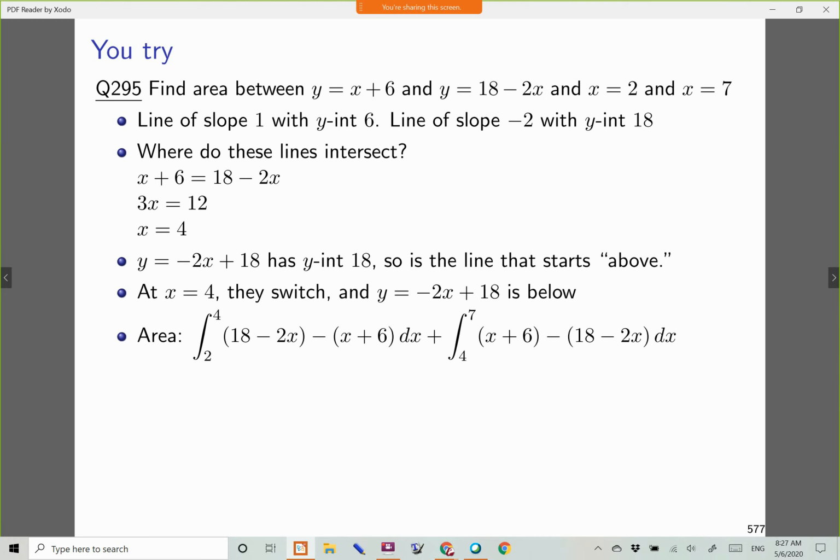So this should be overall what this looks like. I set up an integral from 2 to 4 of the upper line, the one with y-intercept 18, first. Subtract the lower line, the one with y-intercept 6. Then the second integral starts at the x coordinate of intersection, all the way up to x equals 7, but now we've swapped which line is above and which is below. I do have a picture of that as the next link. Let me just show that to make sure.